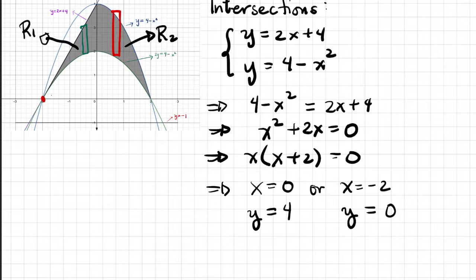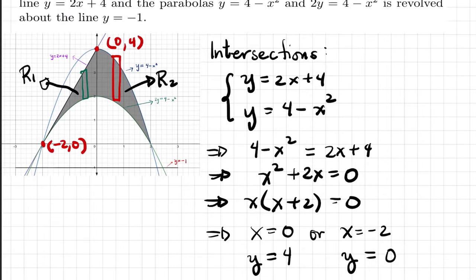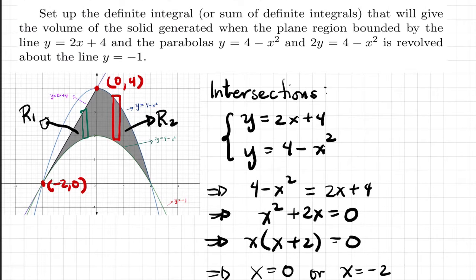So at this point has coordinates negative 2, 0, while this intersection here has coordinates 0, 4. Okay? That is for the first two intersections. So how about this one? How do we get this intersection?